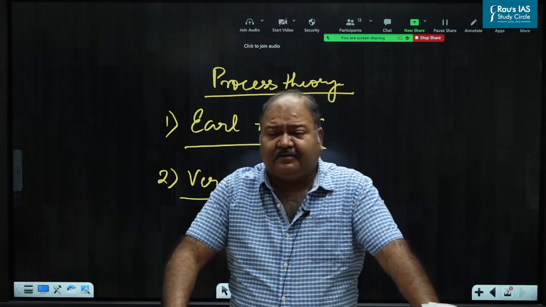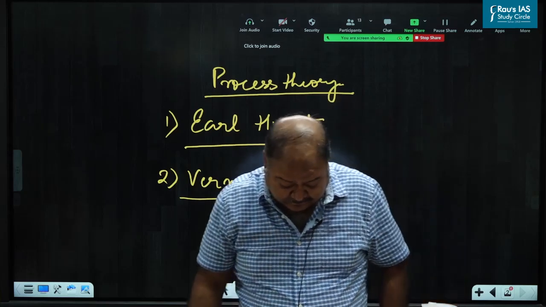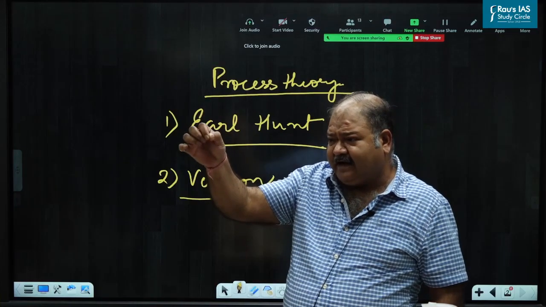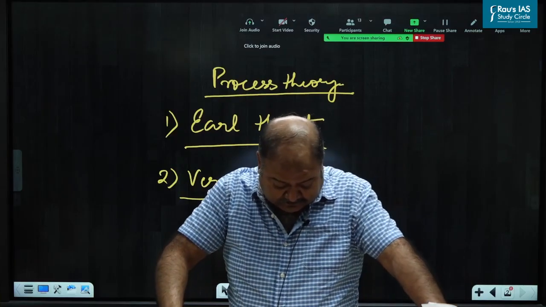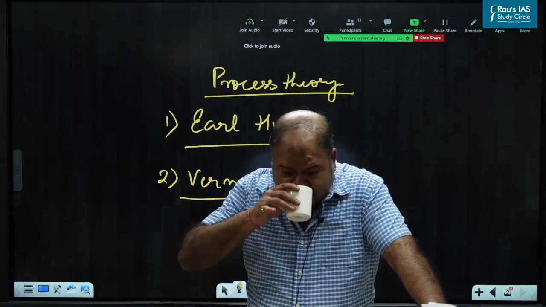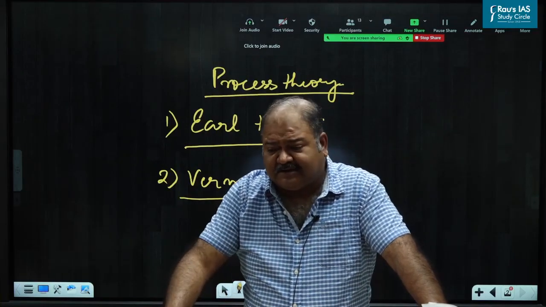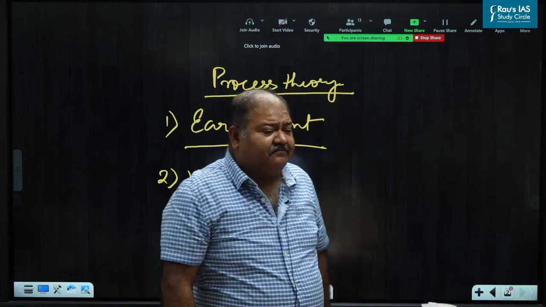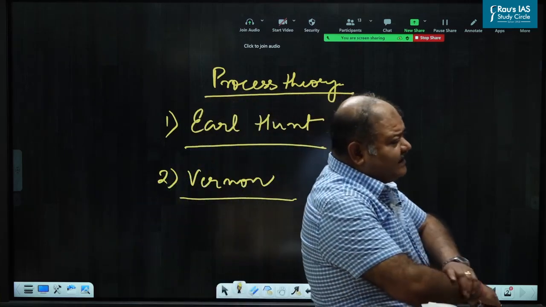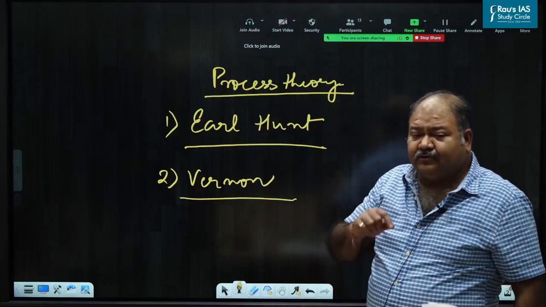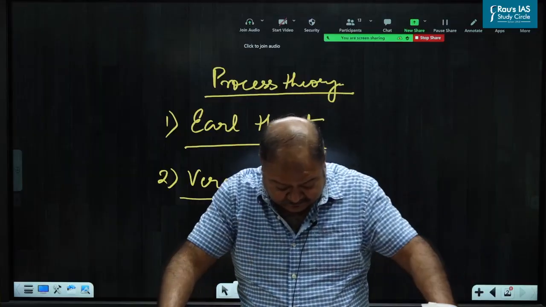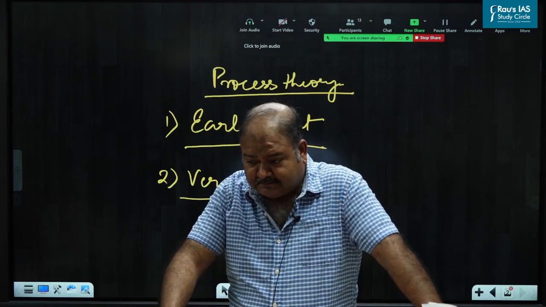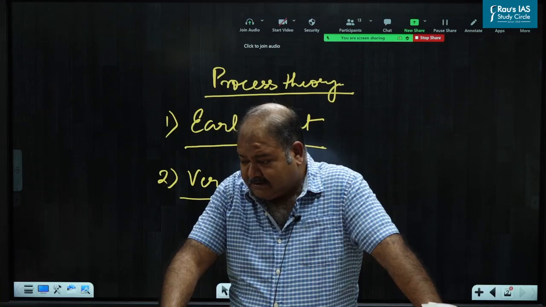Because of fast processing of information, the chances of forgetting is low, and also it leaves enough time for the individual to revise the information and check it.